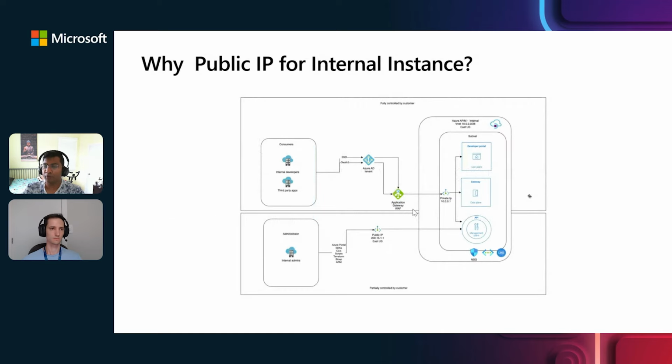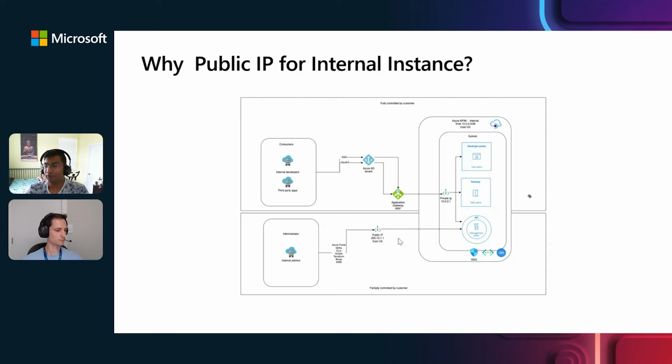Now, we talked about the customer managed public IP address. You might ask, why do I need a public IP address for an internal instance? This is not something new, because even the Stv1 internal instance has a public IP address for management plane access. If you look at the diagram here, we have the gateway and the developer portal components available over a private IP, which can be further exposed publicly using an application gateway. But for management operations, if you have to reach the management plane through your Azure portal or SDKs or CLI or infrastructure as code components or scripts, you want that to be publicly available.